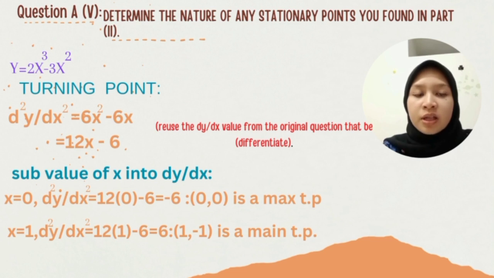Then x equals 1, because we get that from the stationary points, just like the 0. d squared y over dx squared equals 12 multiplied by 1 minus 6. The answer we will get is 6. The coordinate for this we will get is 1, -1.